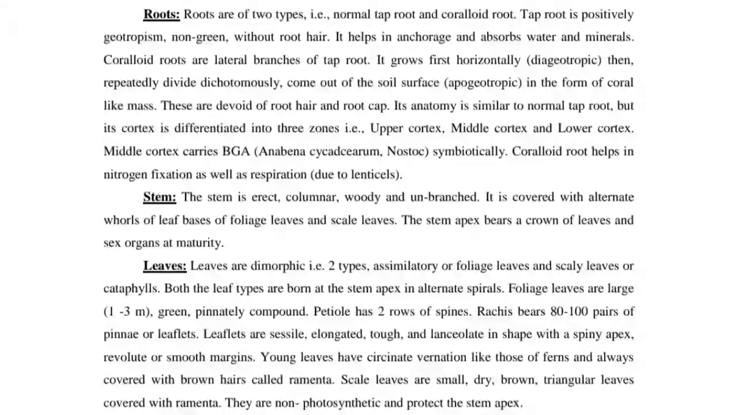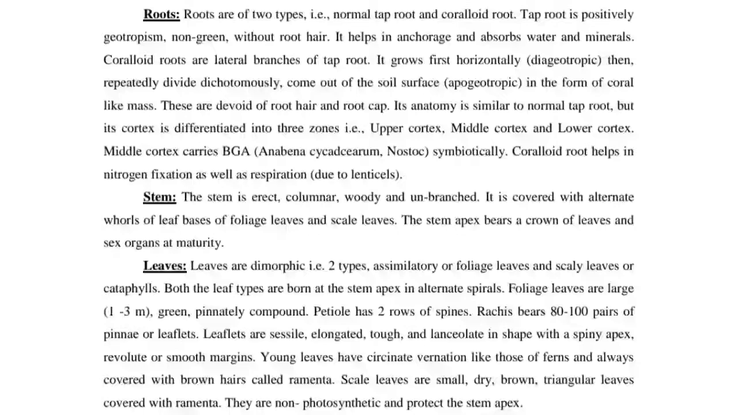Stem. The stem is erect, columnar, woody and unbranched. It is covered with alternate whorls of leaf bases of foliage leaves and scale leaves. The stem apex bears a crown of leaves and sex organs at maturity. Leaves are dimorphic, i.e. two types, assimilatory or foliage leaves and scaly leaves or cataphylls. Both the leaf types are borne at the stem apex in alternate spirals.